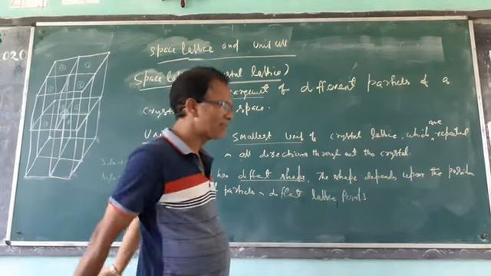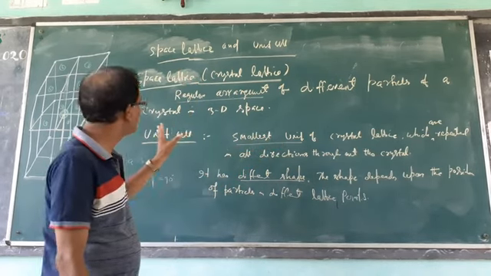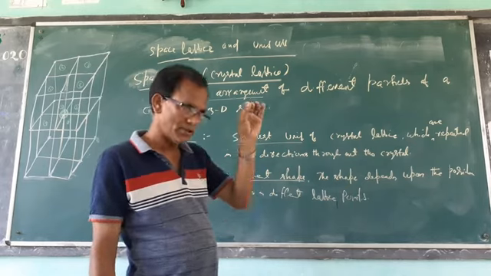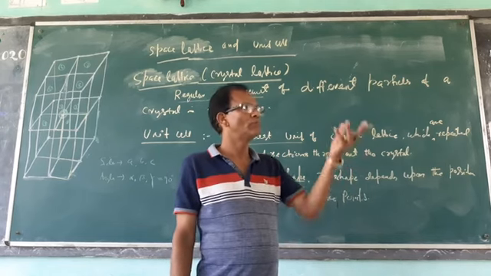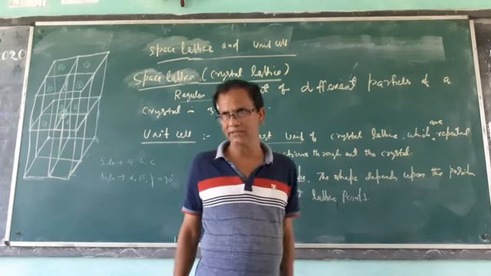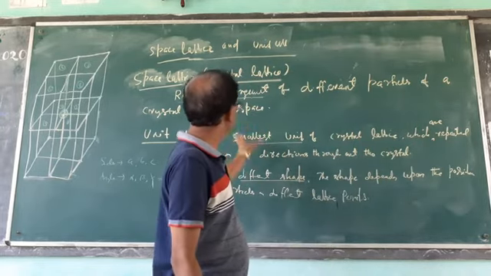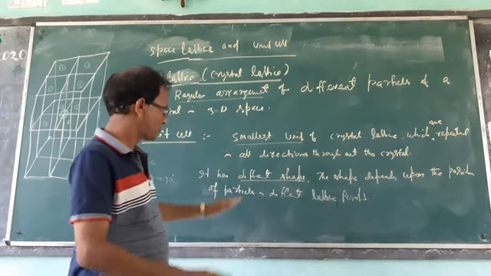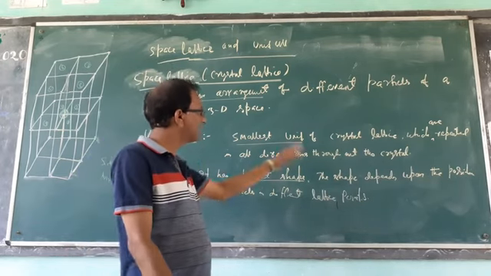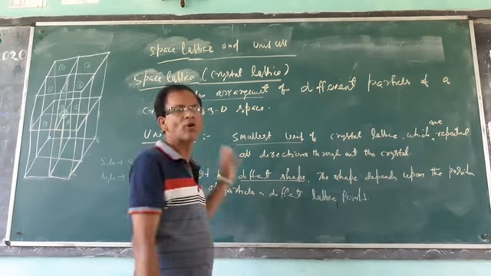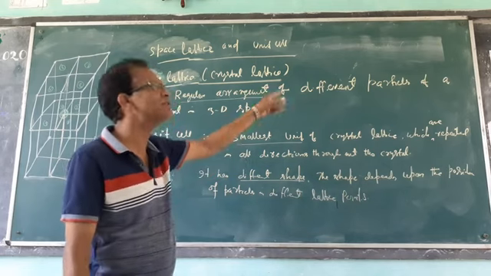And this lattice or crystal is formed by the combination of smaller units, just like the wall of a room is made of bricks. So the brick is the smallest unit for the wall. Similarly, in crystals, the smallest repeated unit in all directions throughout the crystal is called the unit cell. By taking unit cells, the crystal is formed.